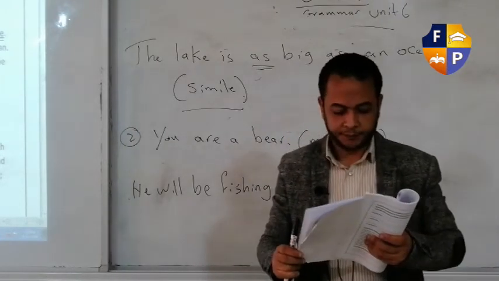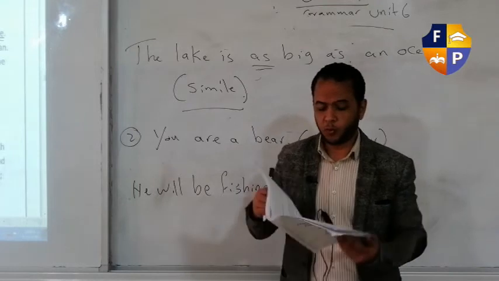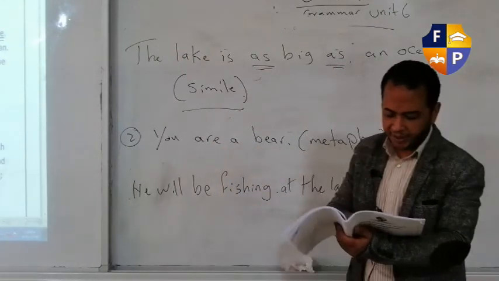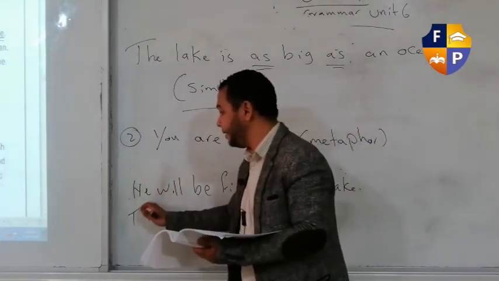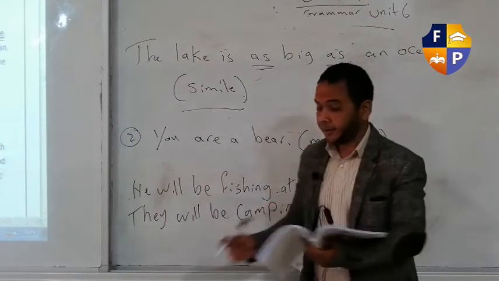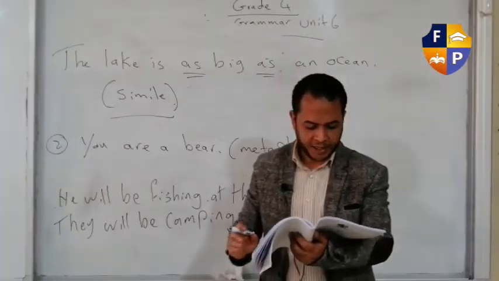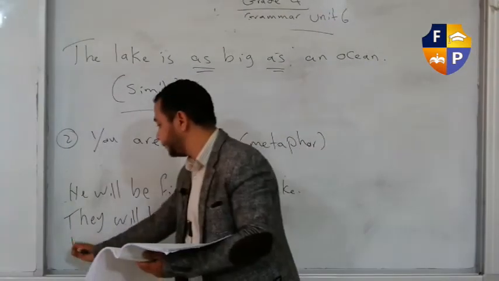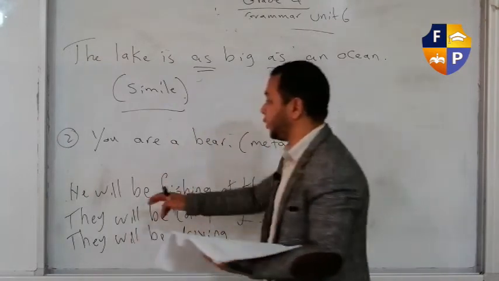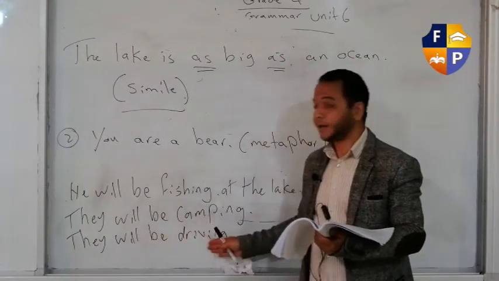Okay. Number two, from page 54, we want to extract another two future progressive sentences. He will be fishing at the lake with Brad. They will be camping. Another sentence, they will be camping. This is in the main paragraph in page 54. Another sentence, they will be driving. So he will be fishing at the lake, this is in the first paragraph, page 55, and they will be camping, they will be driving in page 54.